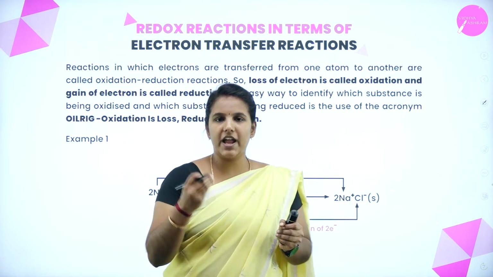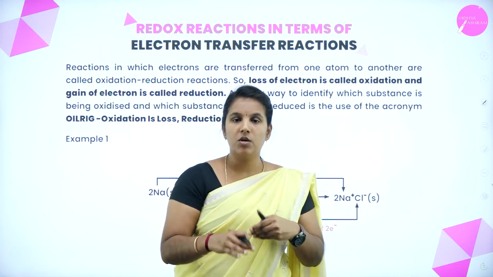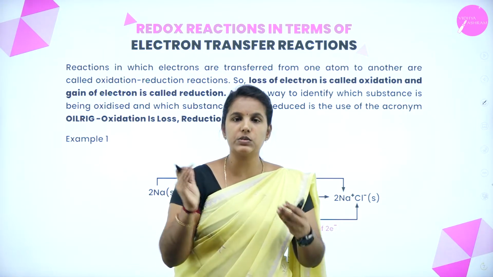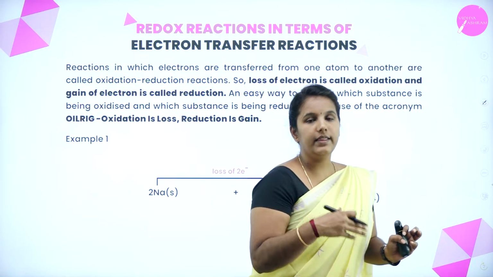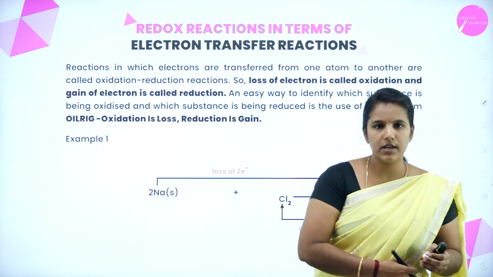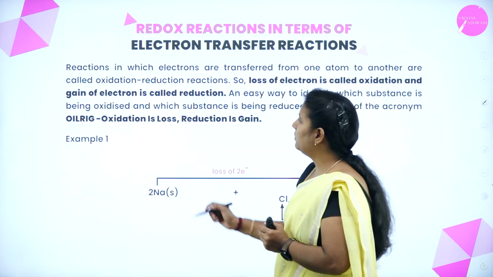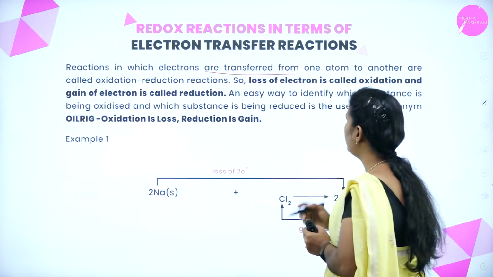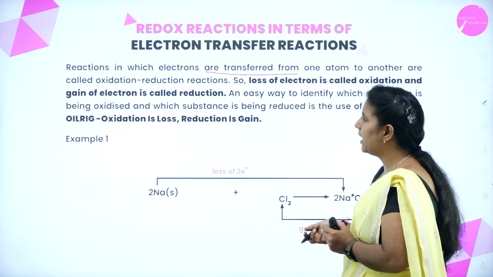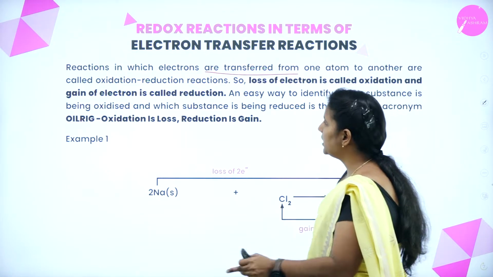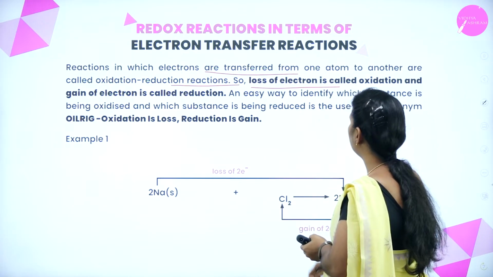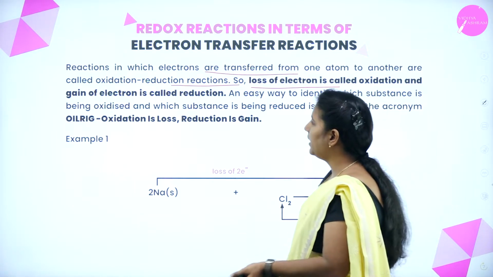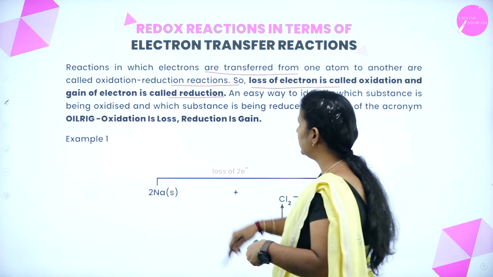Next, we will understand what actually a redox reaction is. A redox reaction is a reaction in which both oxidation and reduction take place simultaneously in a single step. Then we say it is a redox reaction. It is a reaction in which electrons are transferred from one atom to another atom, where oxidation and reduction take place, where the loss of electrons is known as oxidation and the gain of electrons is known as reduction.